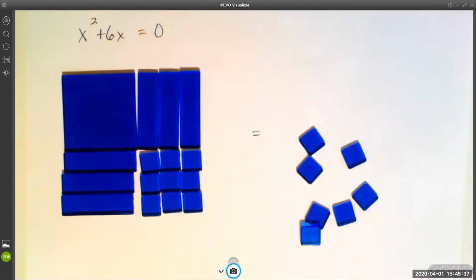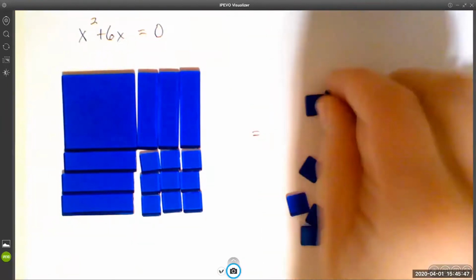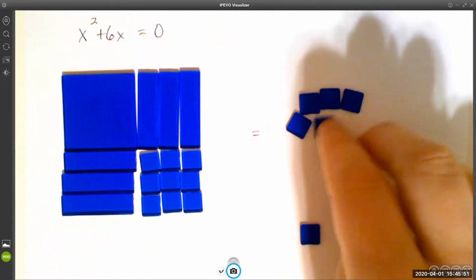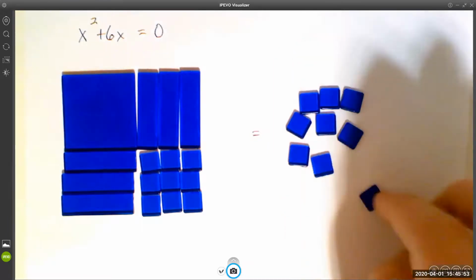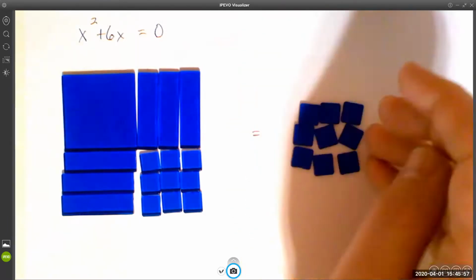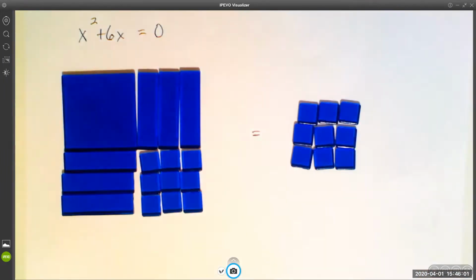Six, 7, 8, and 9. Again, I need to arrange these into a grid. I should have just drawn it, huh? Would have been quicker. Okay, good enough. So there we go.